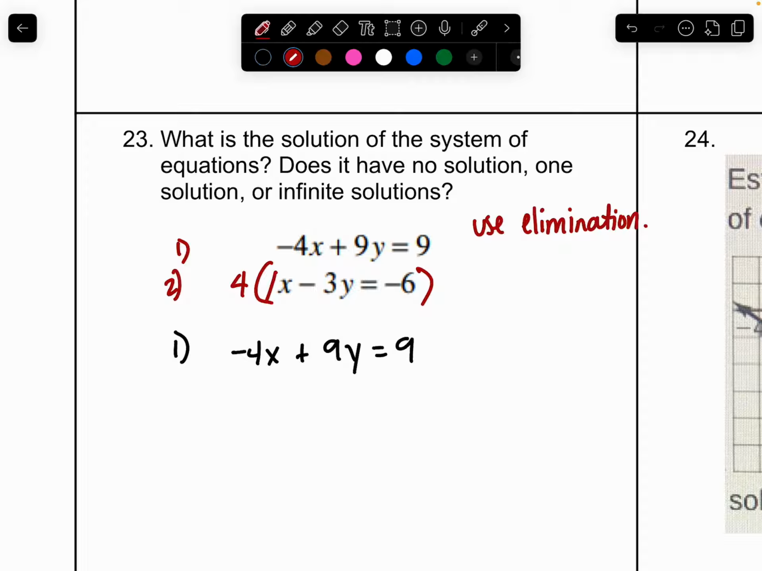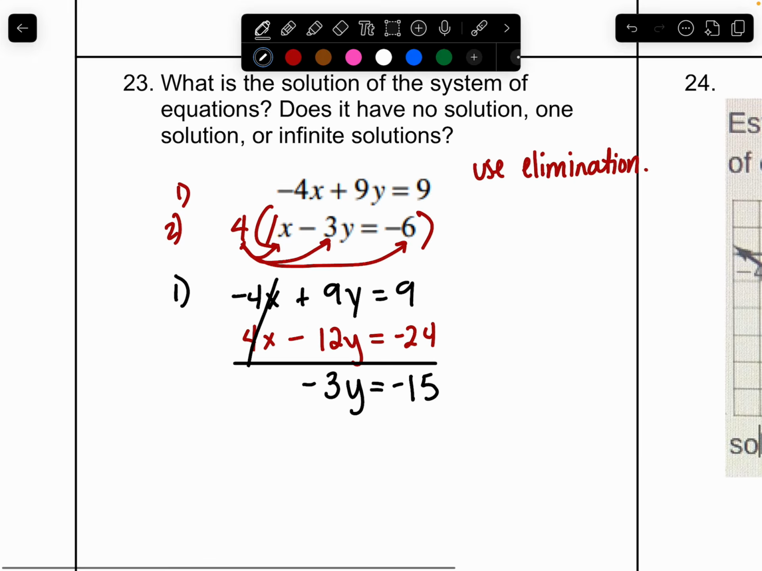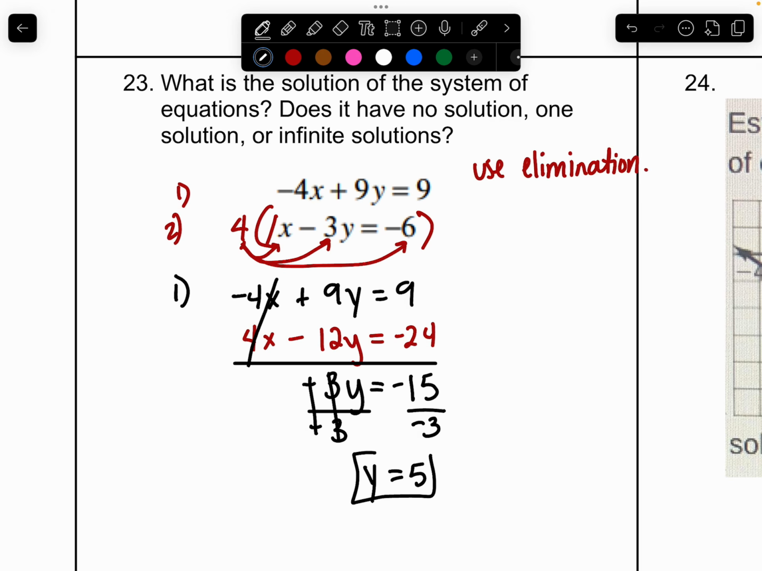So I'm going to go ahead and rewrite the whole problem. I'm going to start with equation 1. Negative 4x plus 9y equals 9. I'm going to distribute 4 here to all of them. Make sure you're distributing to all. We have 4x minus 12y equals negative 24. Now we can cancel this. This is negative 3y equals negative 15. Then we divide by negative 3 because it's next to the y.